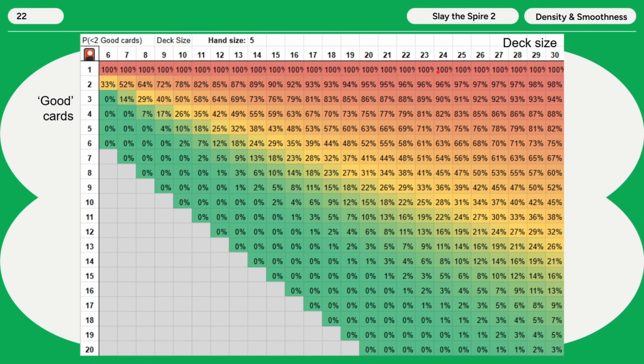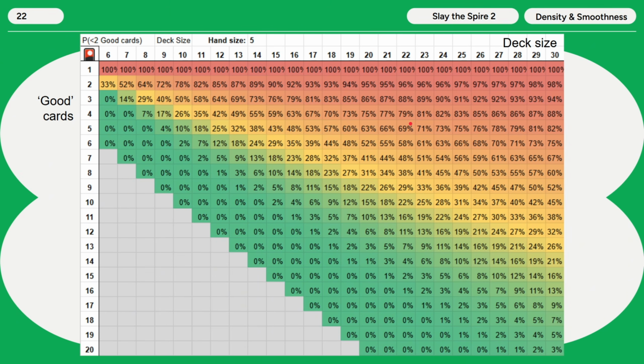So if, for example, you had a 22 card deck and you had 5 block cards, including your starting defense, which is unironically a fairly common place for a deck to be at the end of Act 1, you might have like a 69 or 70% chance to draw less than 2 block cards in any individual hand.